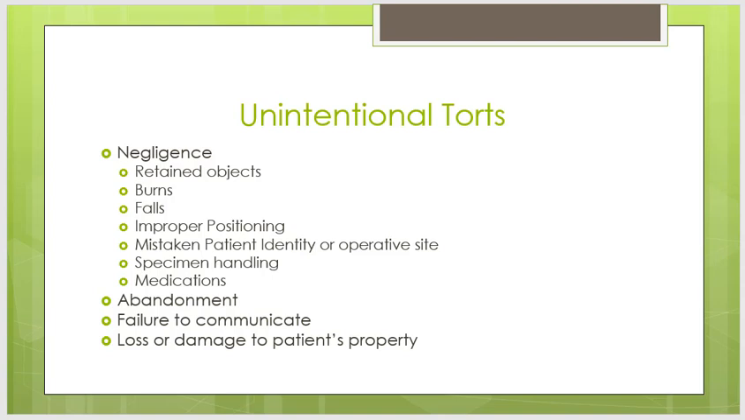of medications. Abandonment is an example of an unintentional tort and could be as simple as stepping away from a patient before proper safety belts and other safety procedures have been put in place. Failure to communicate between healthcare professionals could also result in injury to the patient. Finally, loss or damage to a patient's property could be considered an unintentional tort.